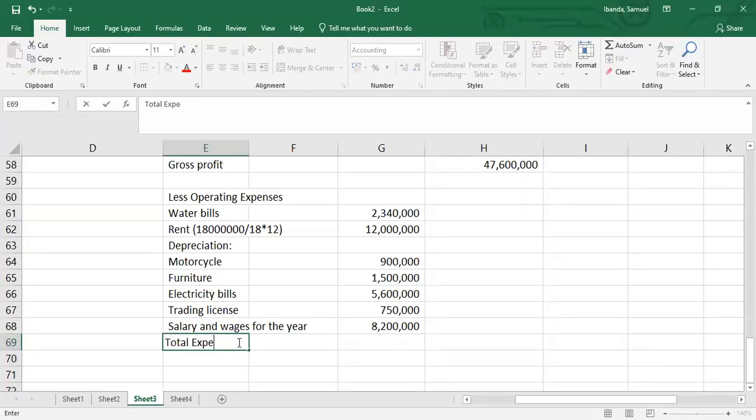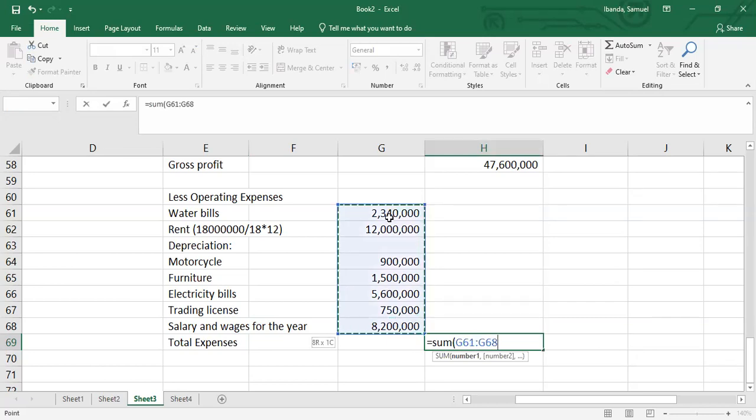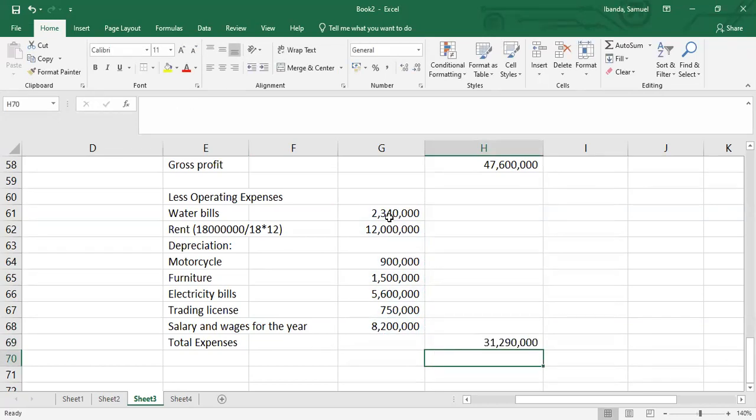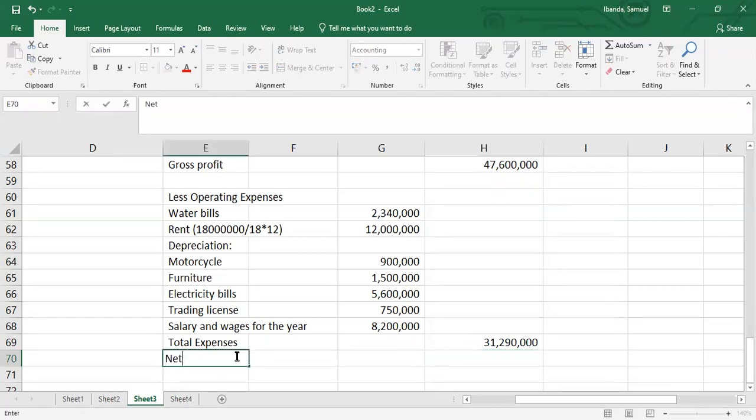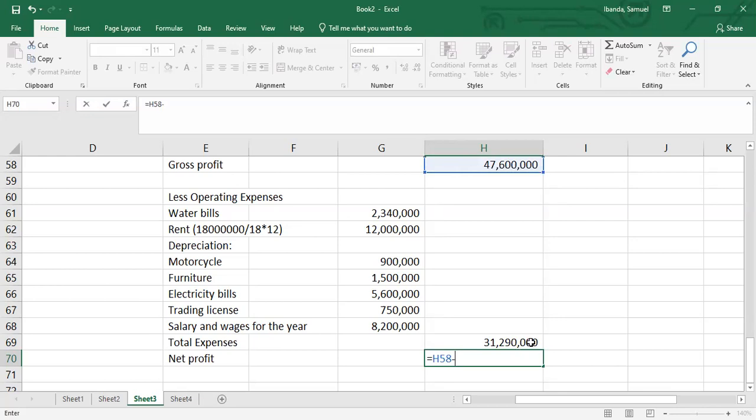My total expenses, the summation of all this, gives me 31,290. Now compare that with what I have up, because remember I had 47,600 as my gross profit. When you subtract the 31,290, you are able to get a net profit, which is this minus this, to get you 16,310,000. So this is your net profit, and this is where the question basically ends.